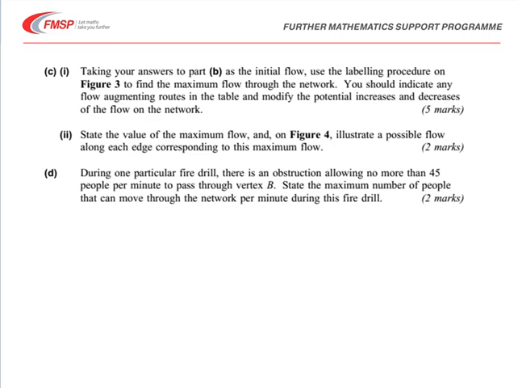It says during one particular fire drill there is an obstruction, which means that one point of the corridor is blocked to no more than 45 people per minute. So really, until we've done the rest of the question, that part is not going to make too much sense.